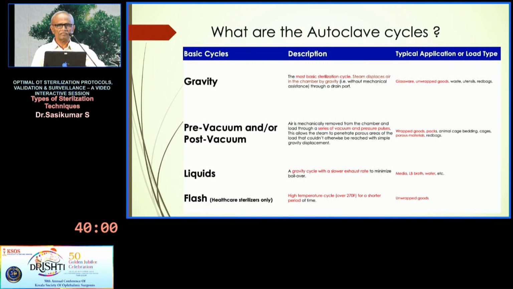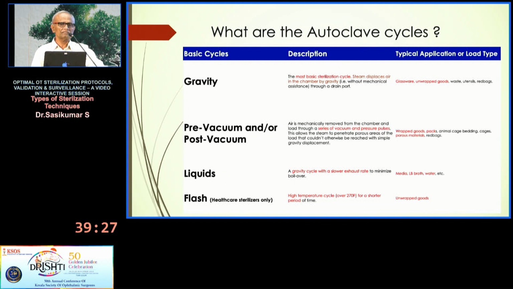The autoclave cycles, there are essentially 3 autoclave cycles. One is the gravity cycle, which is the most basic sterilization cycle where the steam displaces the air. In the vacuum cycle, a series of vacuum and pressure pulses are used to suck out the air, and then steam is let in. While the liquid cycle is essentially used in laboratories to sterilize media and all. It is a gravity cycle with a slower exhaust rate. Otherwise, if the exhaust rate is faster, the fluids will boil over.